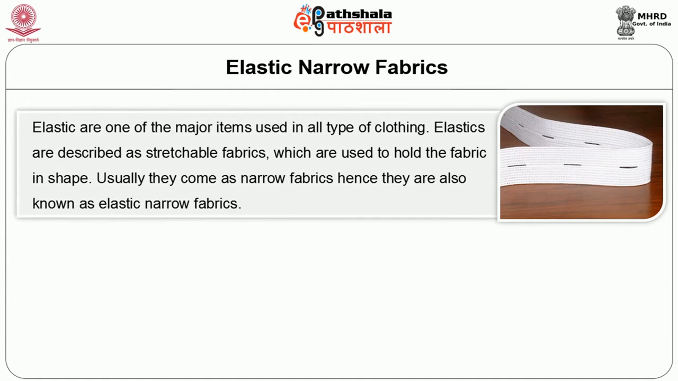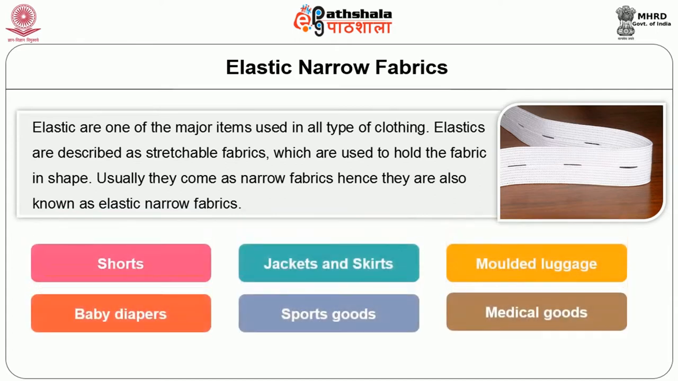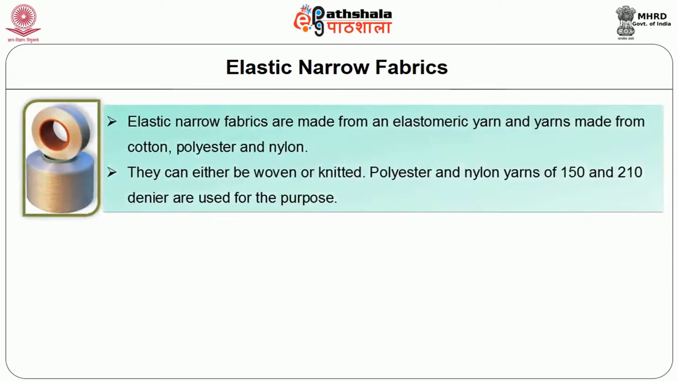Elastics are one of the major items used in all types of clothing. Elastics are described as stretchable fabrics which are used to hold the fabric in shape. Usually they come in narrow widths, hence they are also known as elastic narrow fabrics. They are an important input in the undergarment industry. They are also used in other garments like shorts, jackets and skirts, molded luggage, baby diapers, sports goods and medical goods. Elastic narrow fabrics are made from elastomeric yarns and yarns from cotton, polyester and nylon.